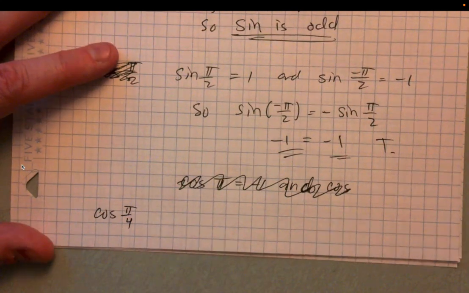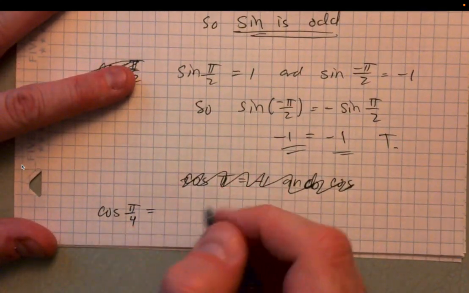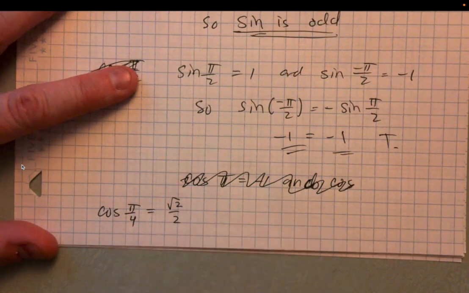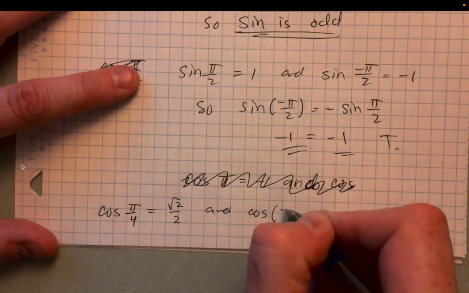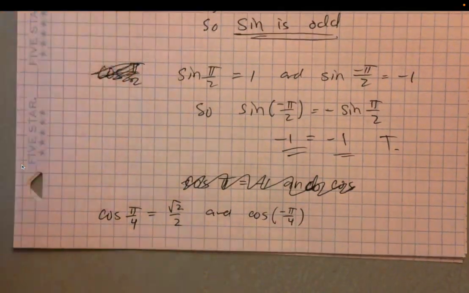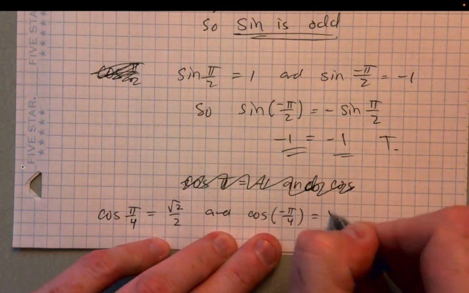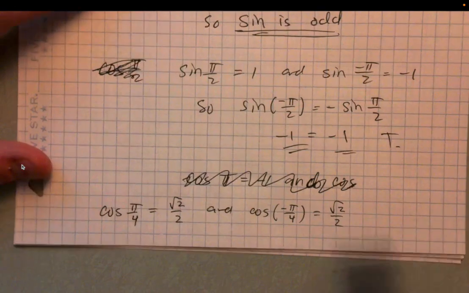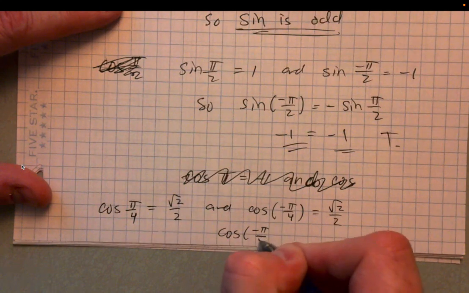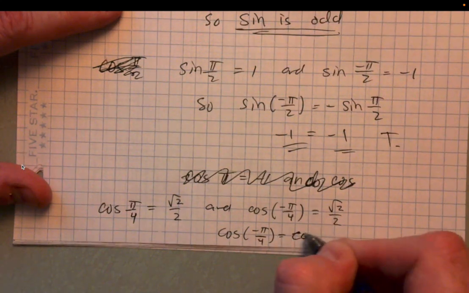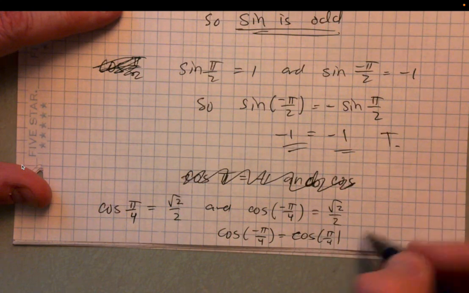Cosine of pi over 4. We just did that one, didn't we? Cosine of pi over 4 is equal to the square root of 2 over 2. Okay, and what is the cosine of negative pi over 4? Well, we didn't do that one in class, but if you spend the time to look at that, it's the same as 5 pi over 4, right? And you'll find that that's equal to the square root of 2 over 2 as well. Okay, and so that means that cosine of negative pi over 4 is equal to the cosine of positive pi over 4. So they're the same, right?